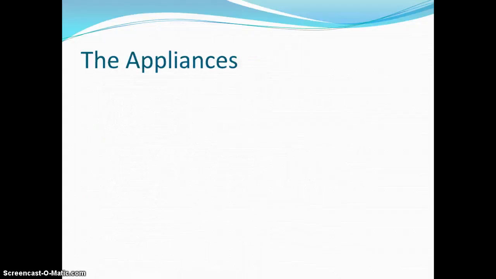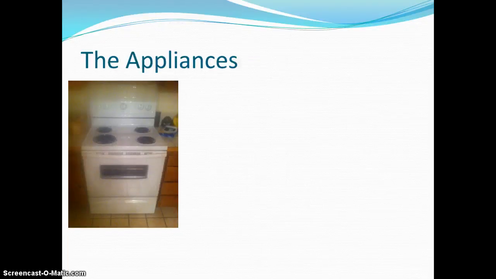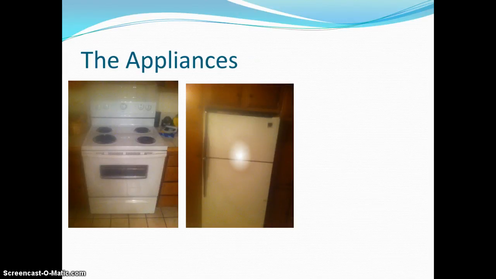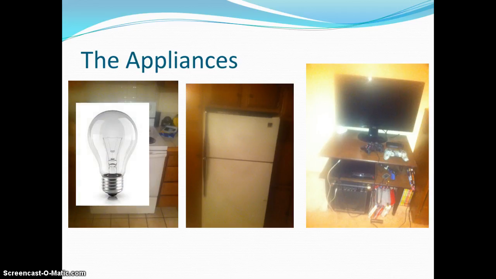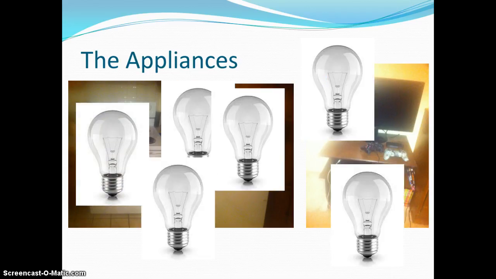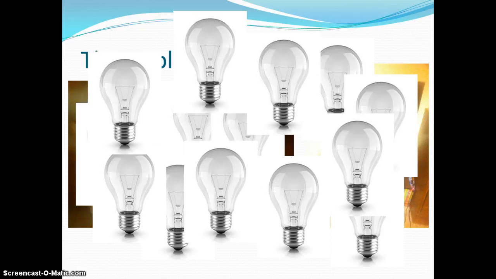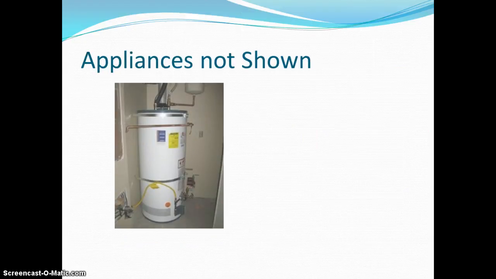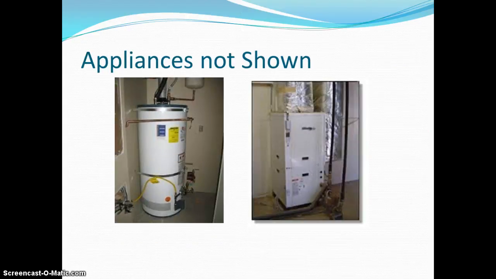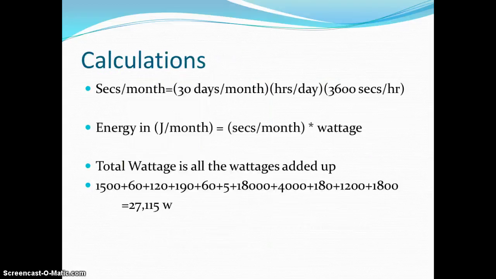So if we jump into my house, the appliances: the ever wonderful stove, the fridge, and then the entertainment system for my apartment, and then of course light bulbs. Lots of light bulbs. I think we have 20 total light bulbs in my house. So I broke it down. Oh yeah, appliances not shown: water heaters, furnaces, those are down in the basement. Kind of a scary place.